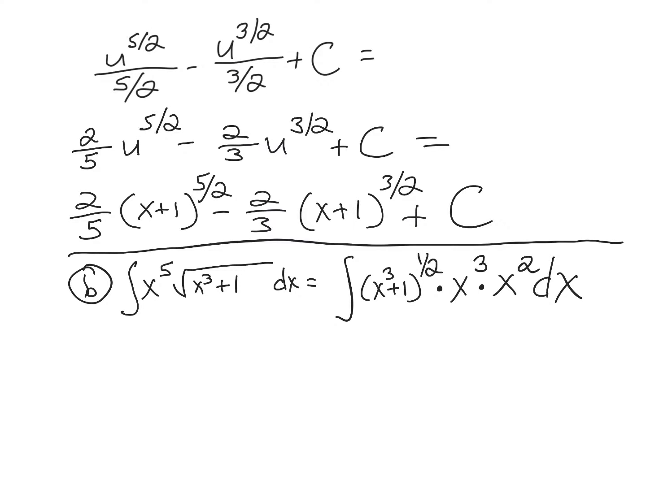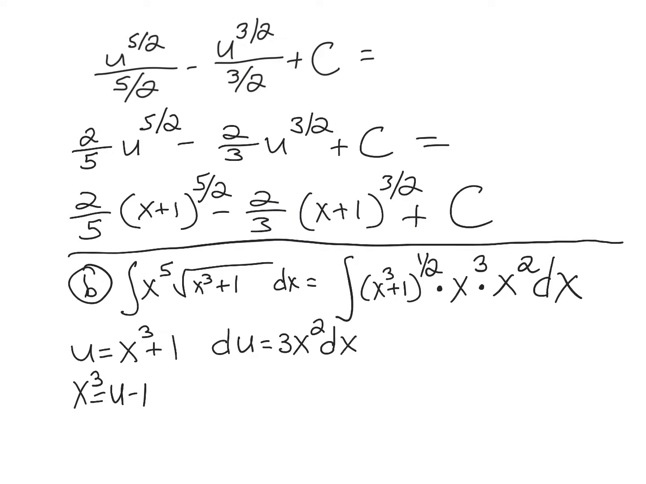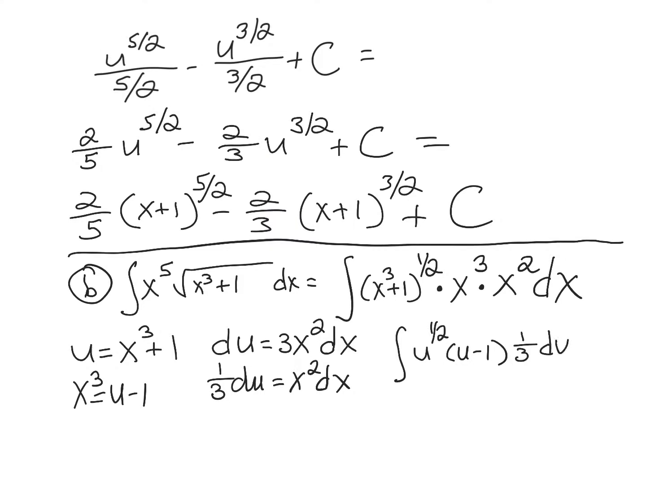Once again, we're going to let u be what's in parentheses, which is x cubed plus 1. From there, we solve for x cubed in terms of u. It's easy to do. It's u minus 1. du is 3x squared dx, or 1/3 du equals x squared dx. So if we go to the integral and start transforming into variable u, x cubed plus 1 is u. It's raised to the 1/2 power. As you can see, x cubed is u minus 1, and x squared dx is 1/3 times du.